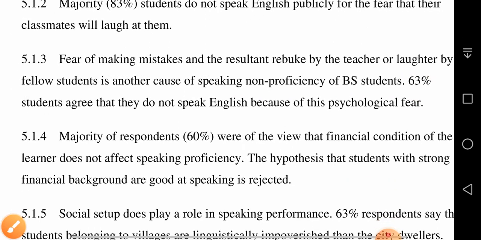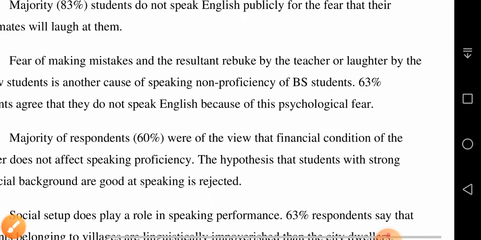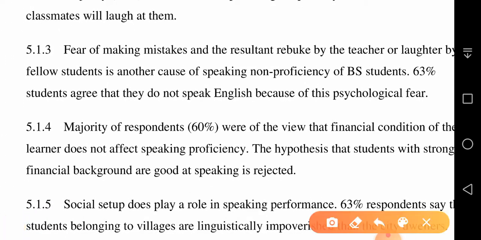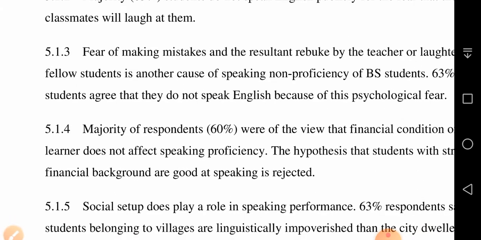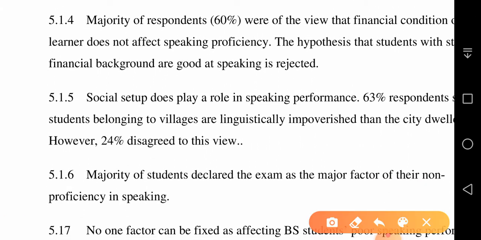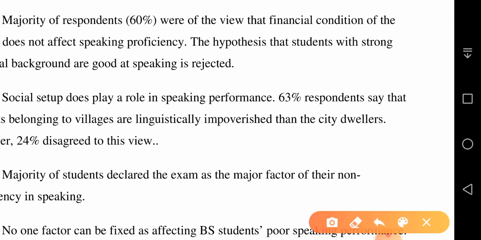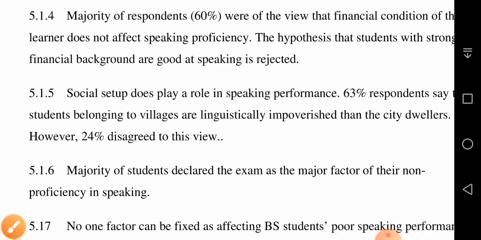The majority of respondents were of the view that the financial condition of the learner doesn't affect speaking proficiency. The hypothesis that students with a strong financial background are good at speaking is rejected. This was one of the hypotheses. Social setup does play a role in speaking performance. 63% of respondents say that students belonging to villages are linguistically impoverished compared to city dwellers. However, 24% disagreed with this view.